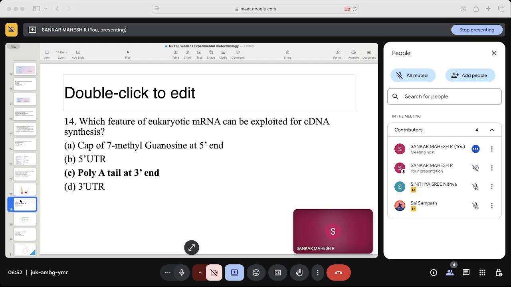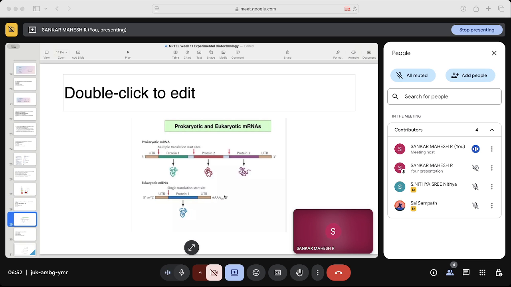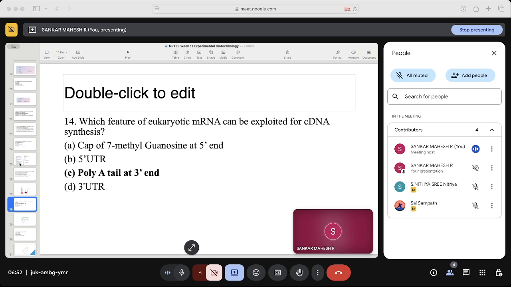Good. Now, to make cDNA, what we do is we synthesize a poly T primer that will bind to this, and then you use a reverse transcription enzyme that will start transcribing from this end. So we use this feature of eukaryotic mRNA, which is this poly A tail, by having a primer with poly T, poly dT, and then we just transcribe. That is the feature that is being exploited.